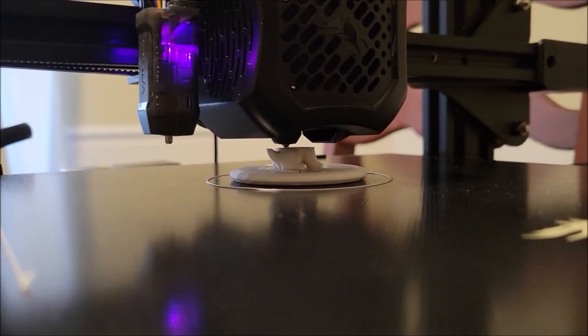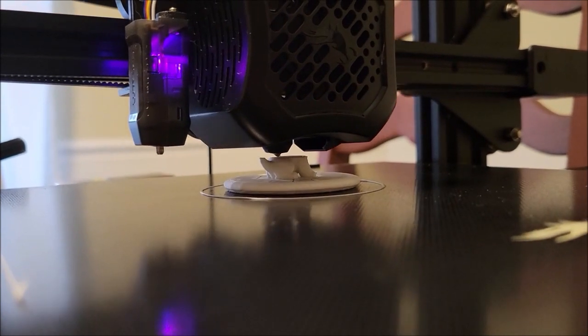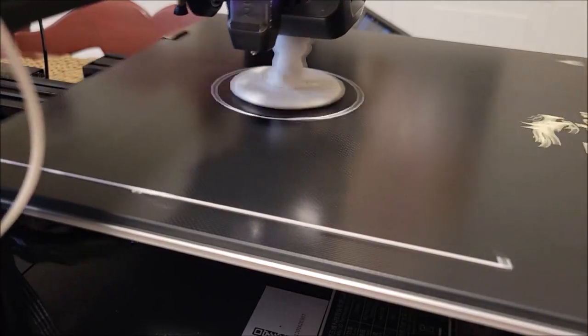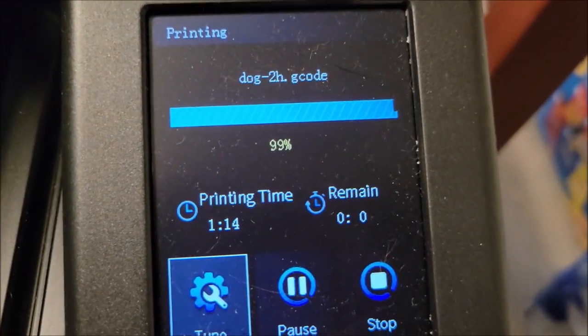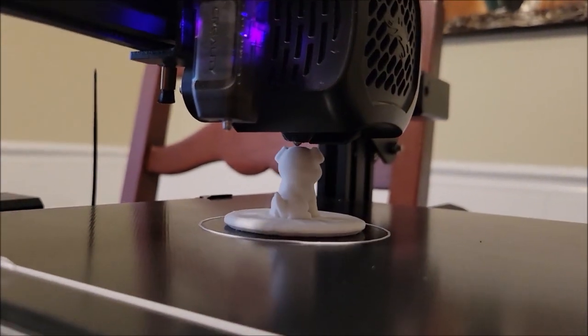Holy crap, look, it's a tiny dog. No freaking way. I cannot believe it's working. It is 99% done and I am jazzed. It's also done kind of early. Look how cute.